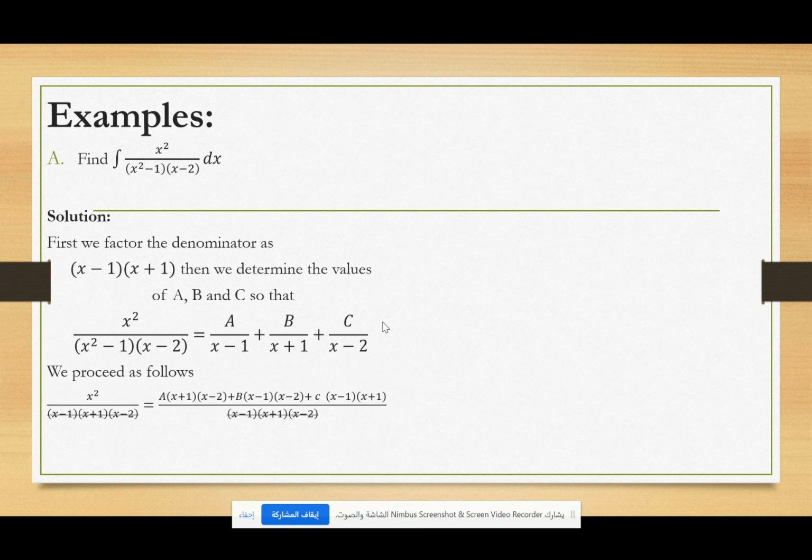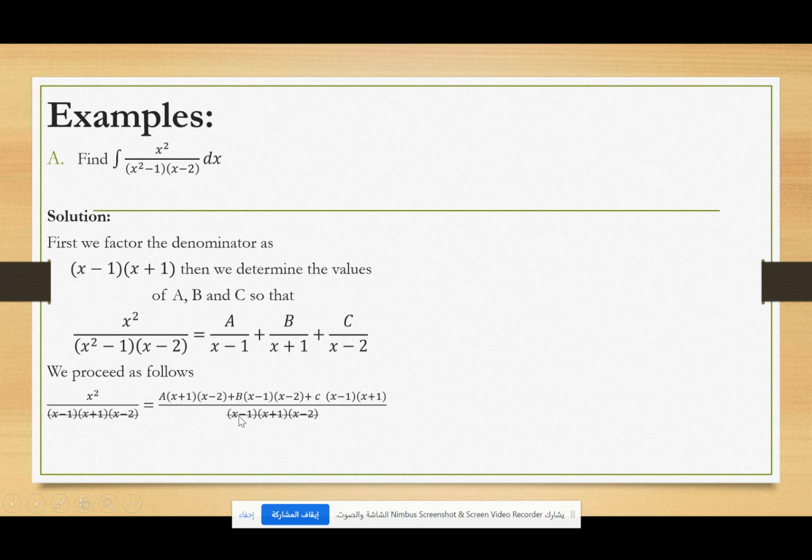Now the next step, we need to find them. We need to calculate how much A and B and C are by equating the numerators. This A should be multiplied by the other factors, x plus 1 and x minus 2, exactly like that. Plus B, and we're going to keep it and multiply it by the other factors, x minus 1 and x minus 2, plus again C, and we're going to multiply it by the other two factors, which are x minus 1 and x plus 1. And that all is still divided by the LCM of the denominator, which is the product of all factors: x minus 1, x plus 1, and x minus 2.